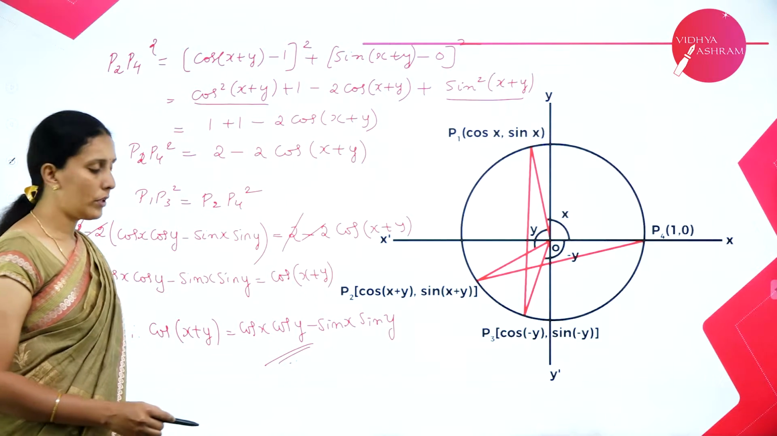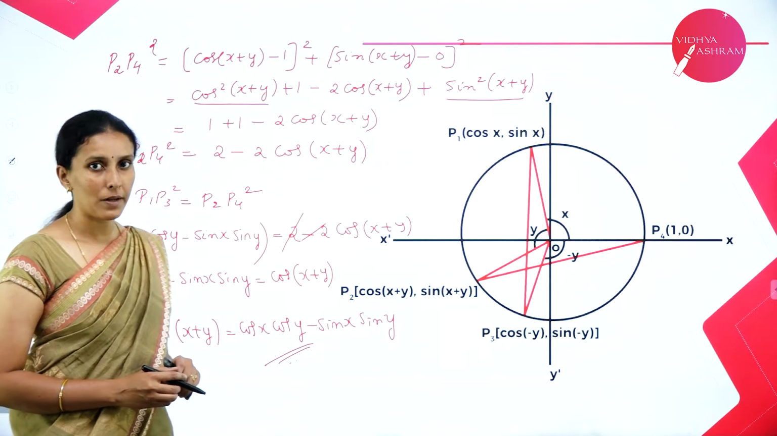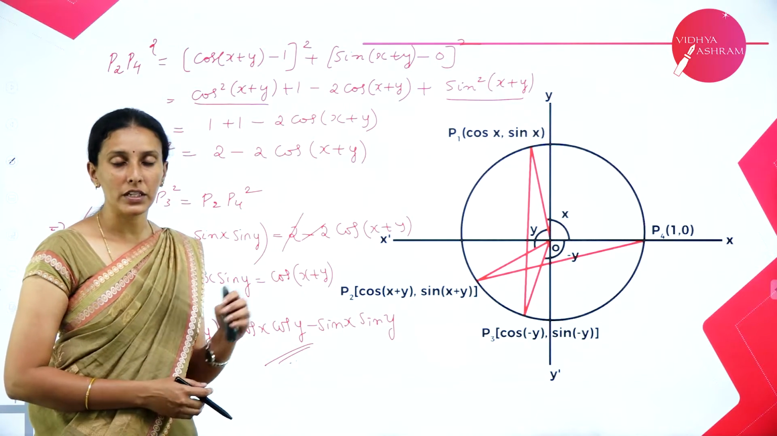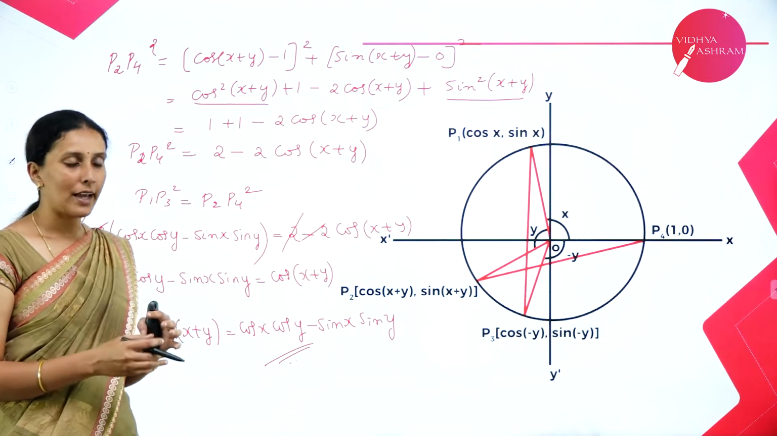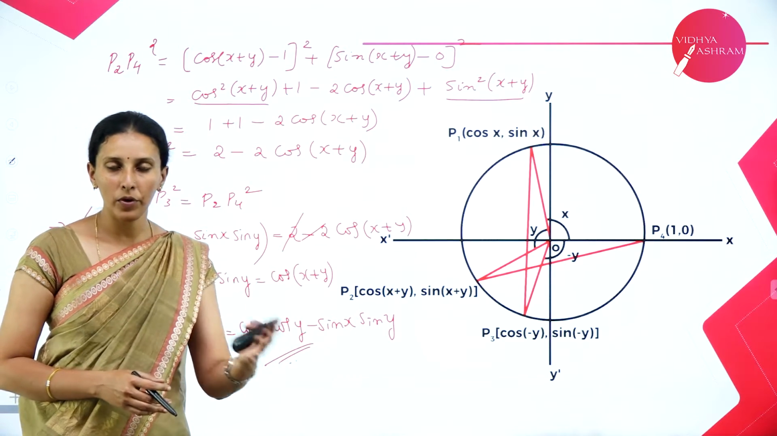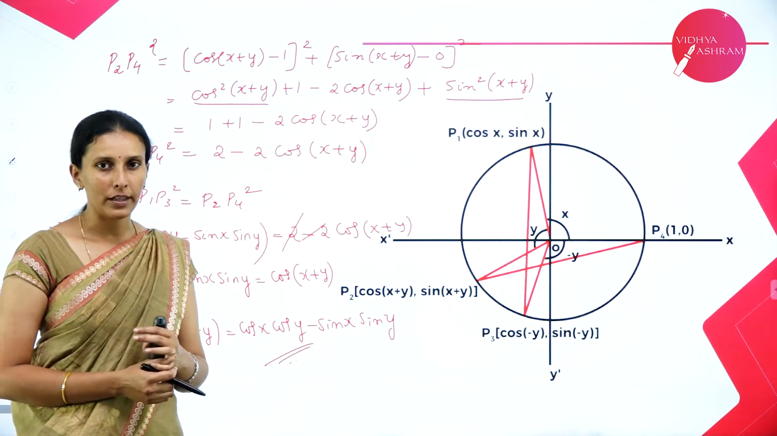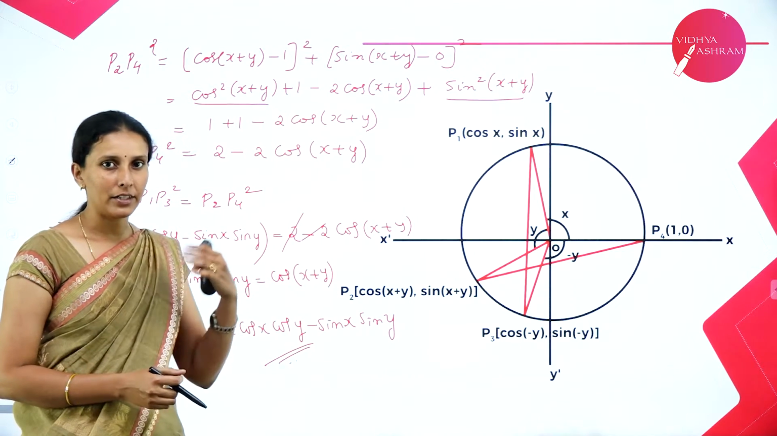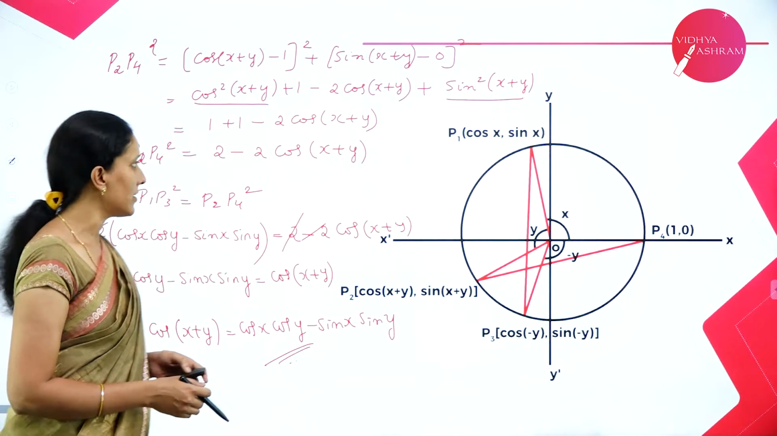Hence we have proved the identity cos of (x plus y) as cos x cos y minus sin x sin y using the unit circle. So this can form a base for many more identities yet to come. So let's see the application of this identity towards a few more identities.